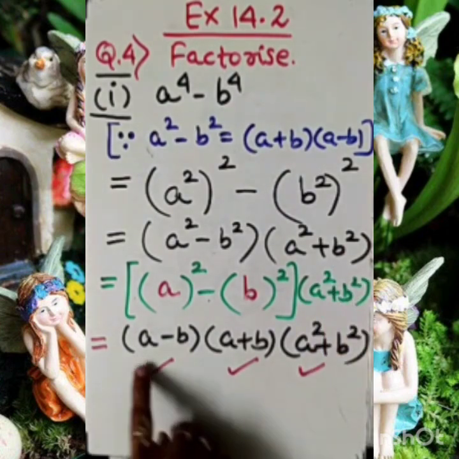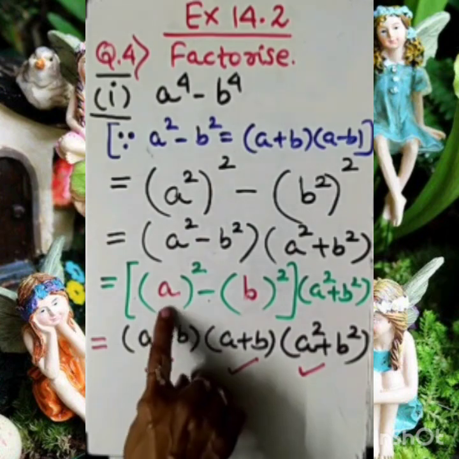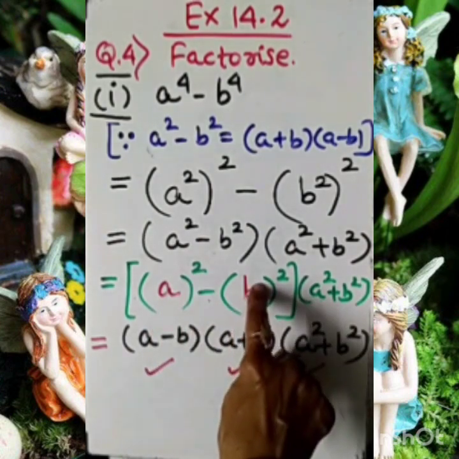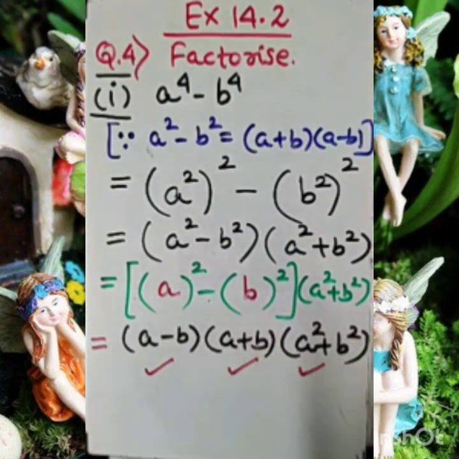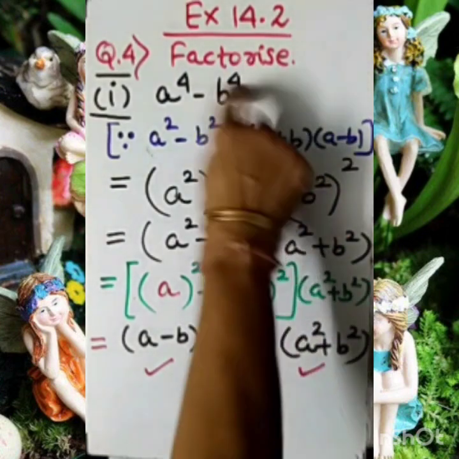What about these two results? Of course, we know a square minus b square gives the result one time minus, one time plus. That is a minus b, a plus b, and a square plus b square. They are the factors of this given expression.